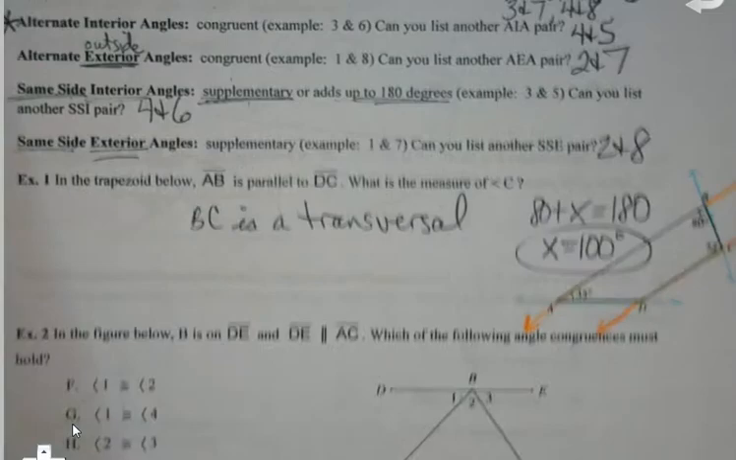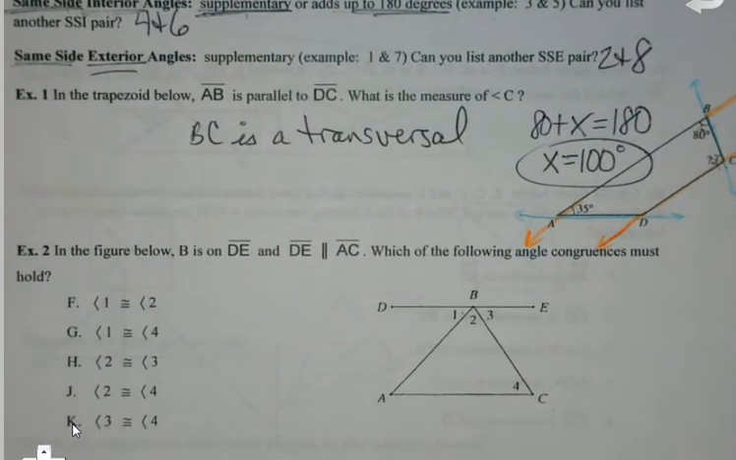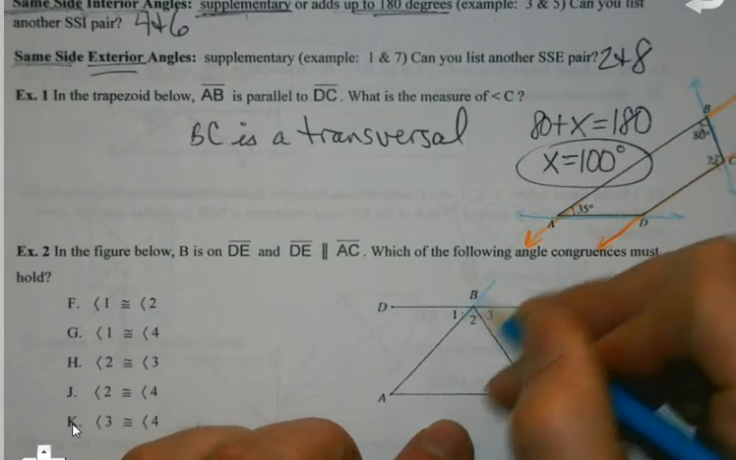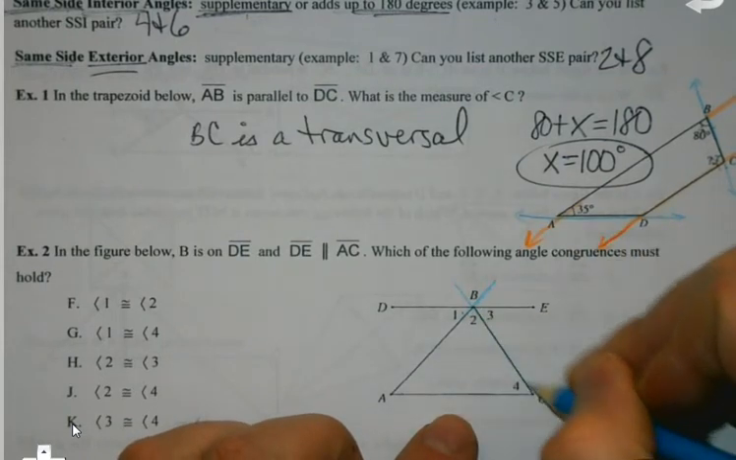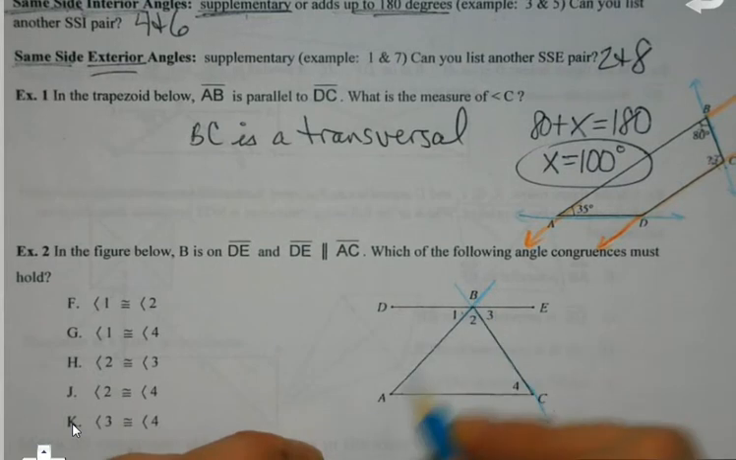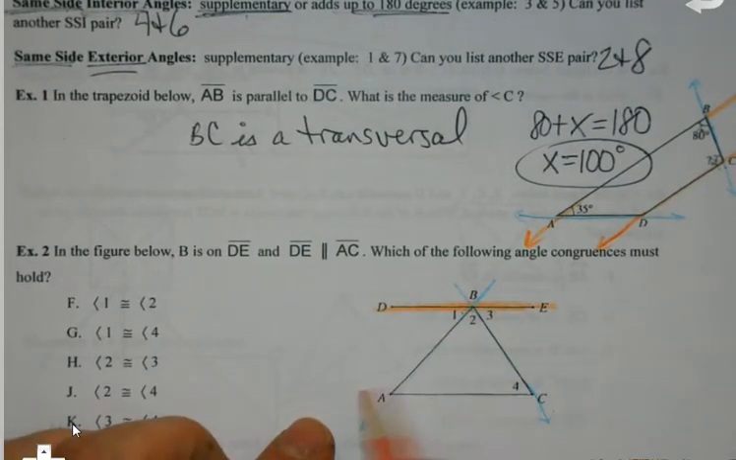So let's see here. Move up a little. Example 2. In the figure below, B is on DE and DE is parallel to AC. Which of the following angle congruences must hold? Now once again, I'm going to extend these out a little bit so I know that they're going through, because they told me these two lines are parallel to each other.